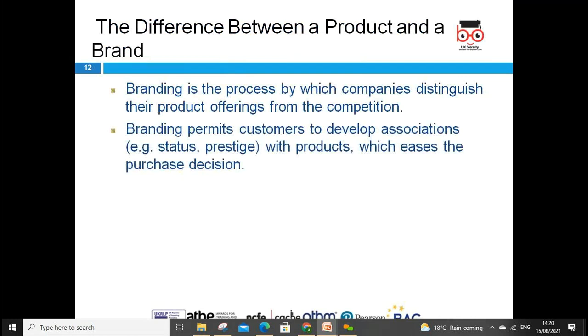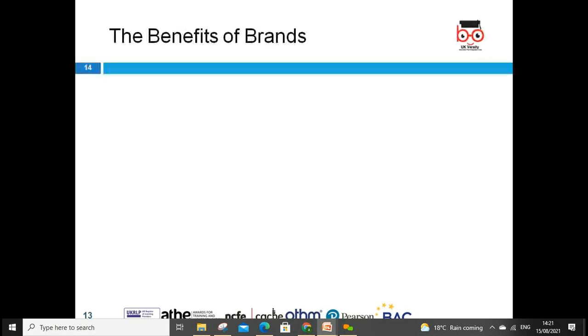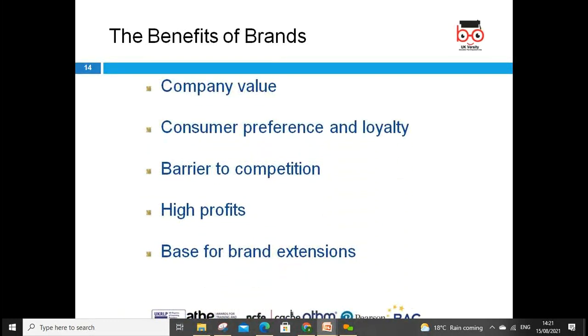Anybody any question, guys? Okay, next we'll look at the difference between the product and the brand. Branding is the process by which the company distinguishes its product offering from the competition. Brands permit the customer to develop association, status, and prestige with the product. Think about US basketball player LeBron James. The sports celebrity has managed his personal brand to win multiple endorsement contracts with leading firms like Nike and McDonald's, and then it becomes a company as well.